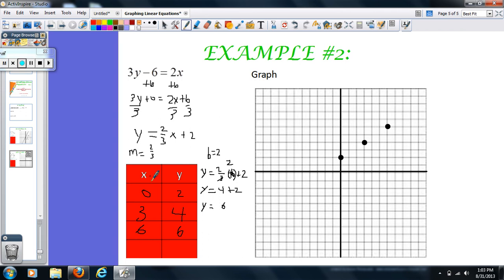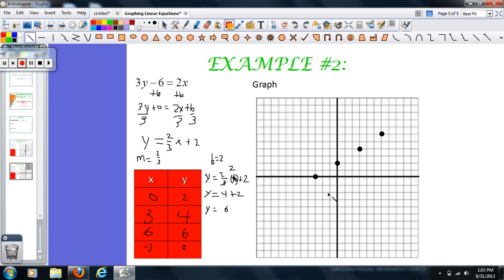And let's go ahead and use the slope again to find another point down here. So I'm going to go down 2, 1, 2, and right 3, 1, 2, 3, which puts me right here. 1, 2, 3, right there. And that's actually going to be the point negative 3 and 0. Let's go ahead and connect our lines now.